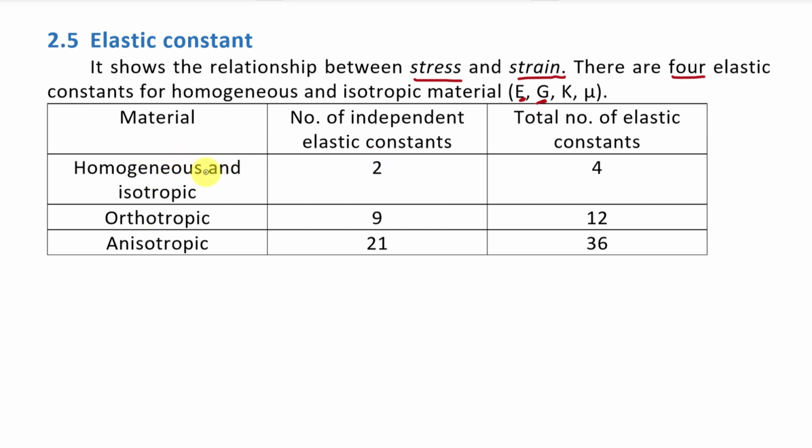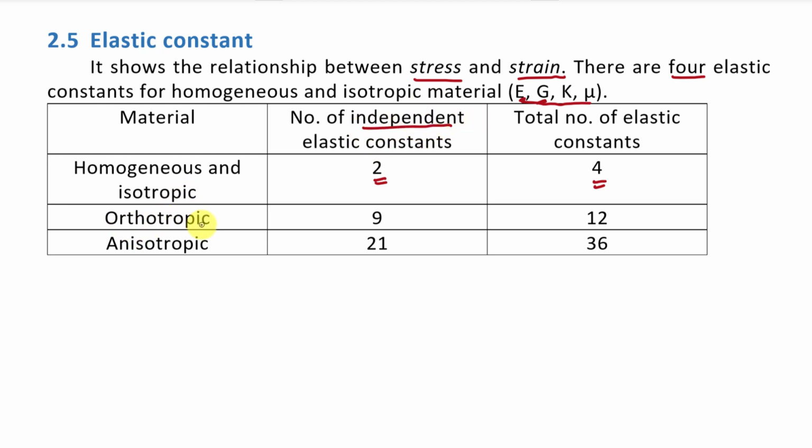Here there are different types of material, the number of independent elastic constants, and the total number of elastic constants. For homogeneous and isotropic material there are total 4 elastic constants, and out of which 2 are independent. If we know the value of any 2 elastic constants, then we can find the other 2 by using those 2 values. Means we can say that here 2 elastic constants are independent.